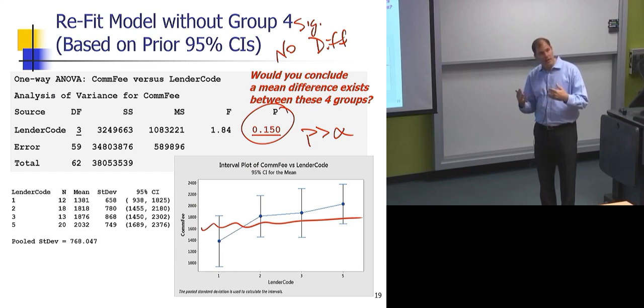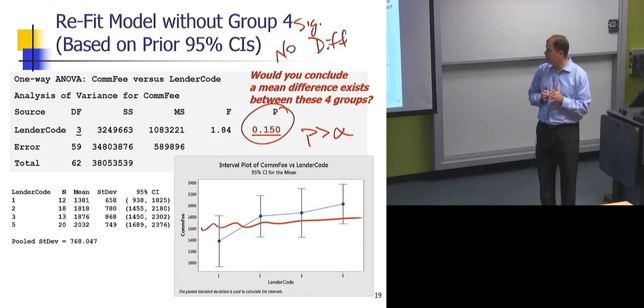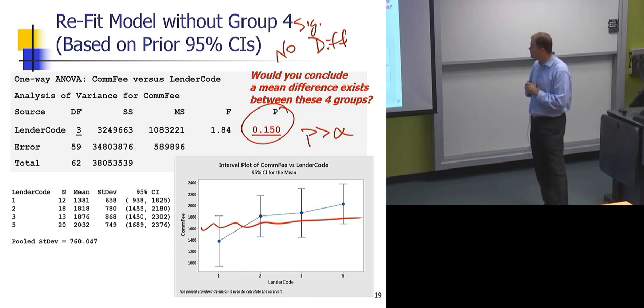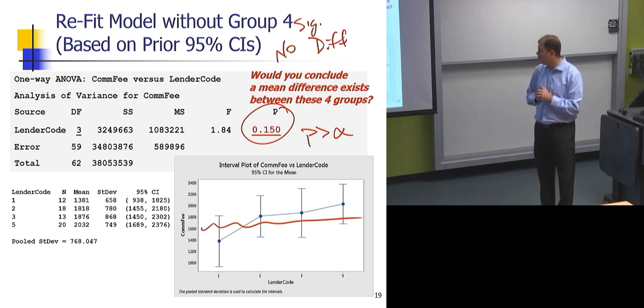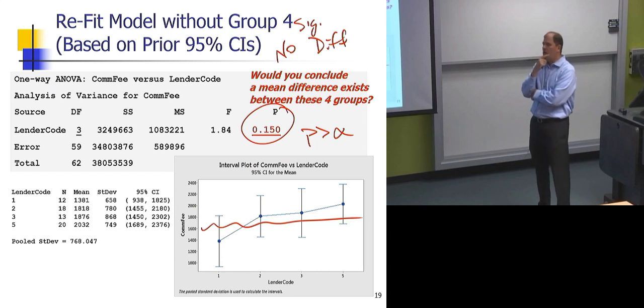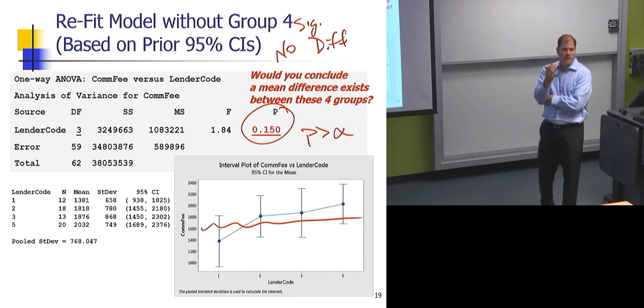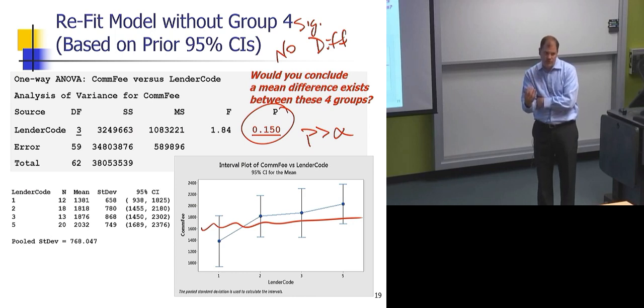Would be another way to say that it looks like 1, 2, 3, and 5 are similar. 4 appears to be different. A classic question could be, okay, well, if 4 is different, how do I figure out how much different? We often use statistics to say whether or not things are different or not.